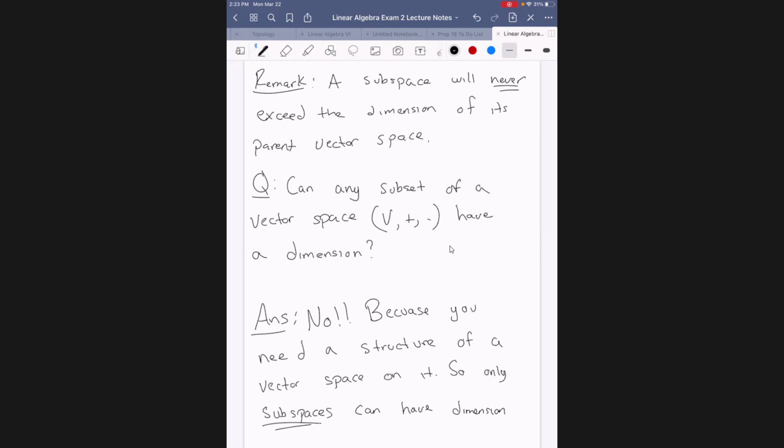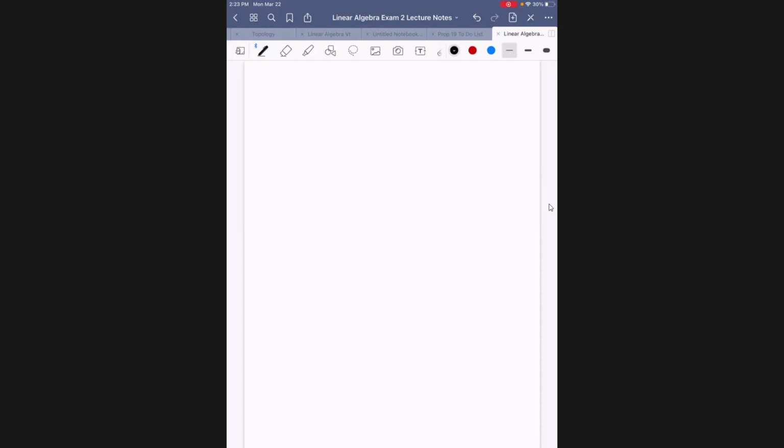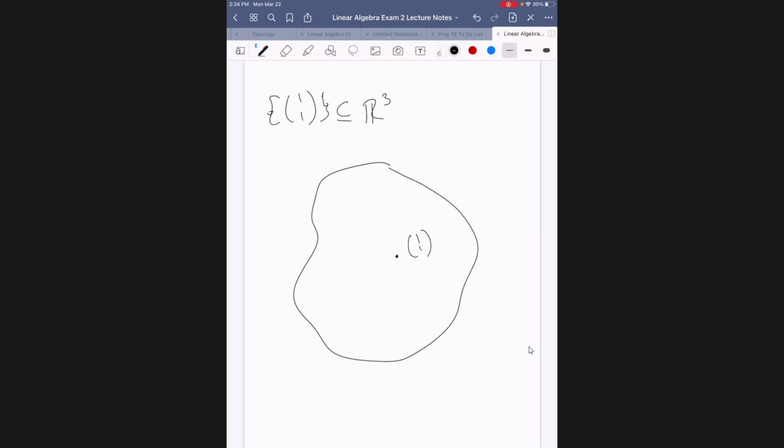So again, not every subset of a vector space is a subspace, so not every subset will have dimension. Subspaces will have dimension, but a subset of a vector space may not. So say I take this subset. Here's R3, the entire vector space, and let's say I just pick out the vector (1, 1). The set that contains (1, 1) is a subset of it, right?